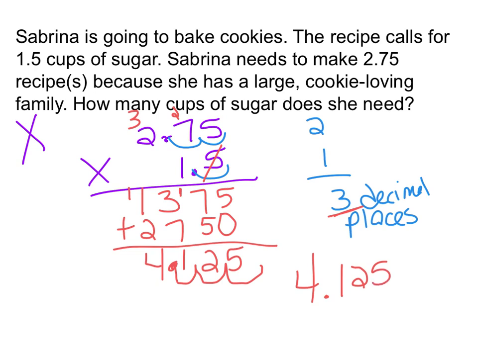So that means they're going to need 4.125 cups of sugar. And that's how you determine it. All you have to do is count those place values. You multiply it regularly, and all you do is count how many place values are in our factors, and then you put it in your product.